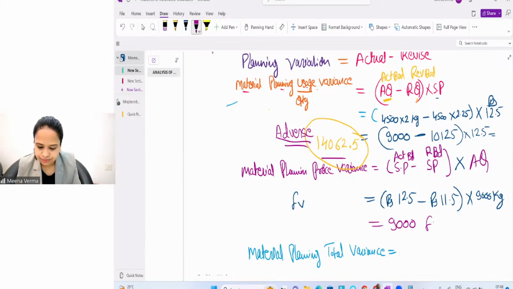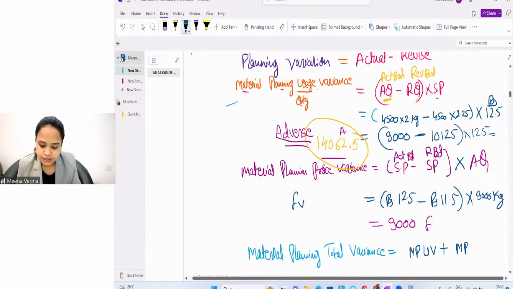This is 9,000 favorable, and it was 1450 adverse. Now, how will we find the total variation? Total variation is the sum of these two variations. So just add these two variations. Sum of what? Material planning usage variation plus material planning price variation. Add them, and you will get the total variation.